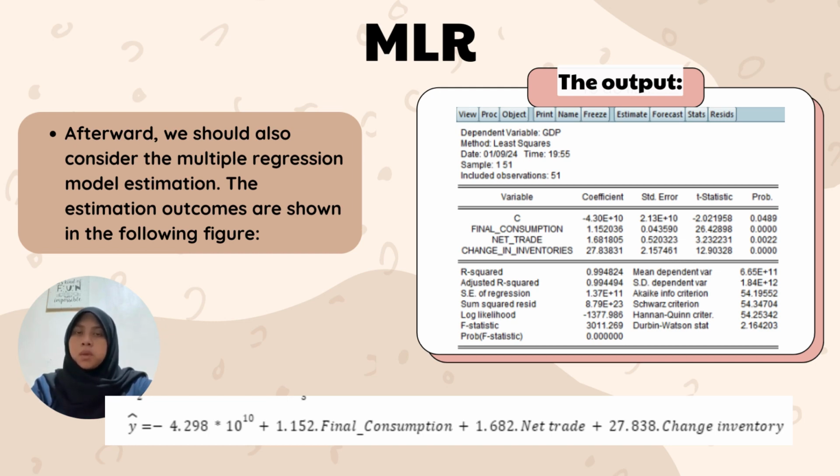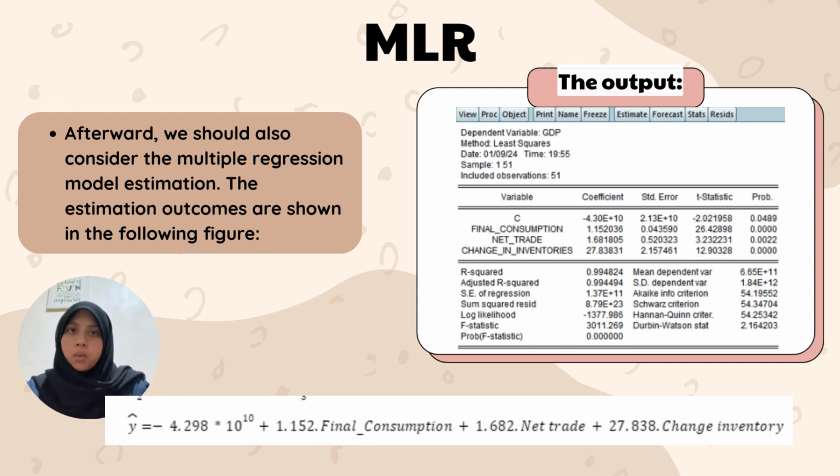For final consumption, which is B1, equal to 1.152, this indicates that there is a direct relationship between GDP and final consumption, while keeping all other factors equal. The predicted value of GDP is expected to increase by 1.152 units for every unit increase in final consumption. In addition, the slope coefficient for net trade, which is B2, is equal to 1.682, which is a positive sign indicating a positive relationship between GDP and net trade. A 1 unit increase in net trade will influence GDP to increase by 1.682 units, holding other factors constant.